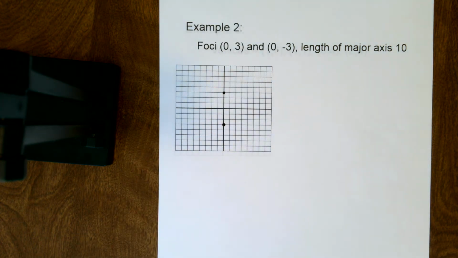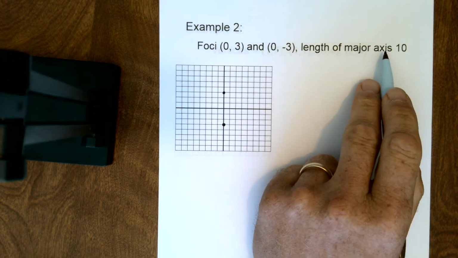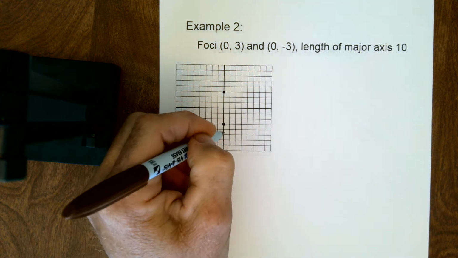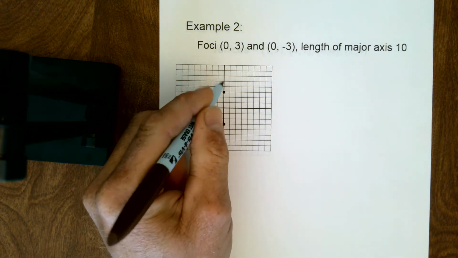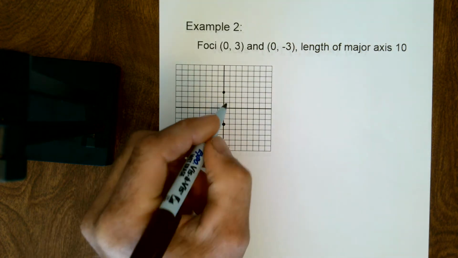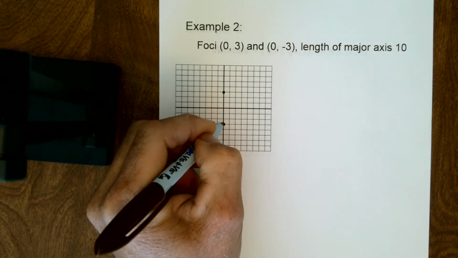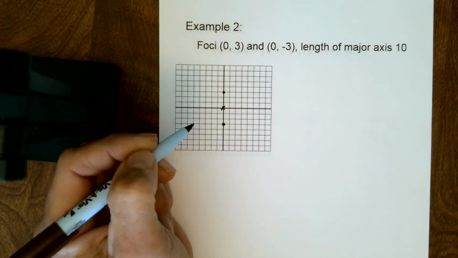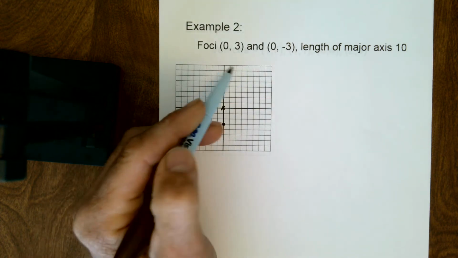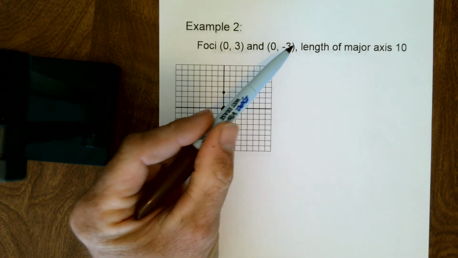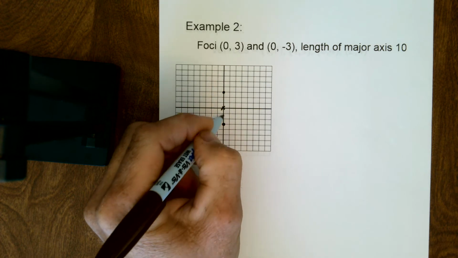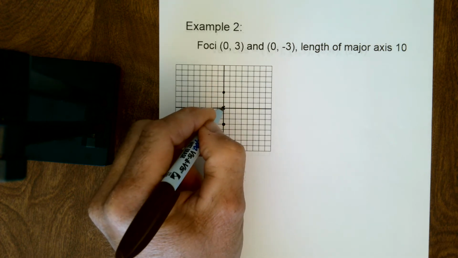I know the foci are going to lie on the major axis. So if the length of the major axis is 10, I know that it's going to be a vertical major axis. I also know that my foci are equidistant from the center. So equidistant from here would be 0, 0. In order for the length of my major axis to be 10, I know again the outside vertices have to be equidistant from the center.